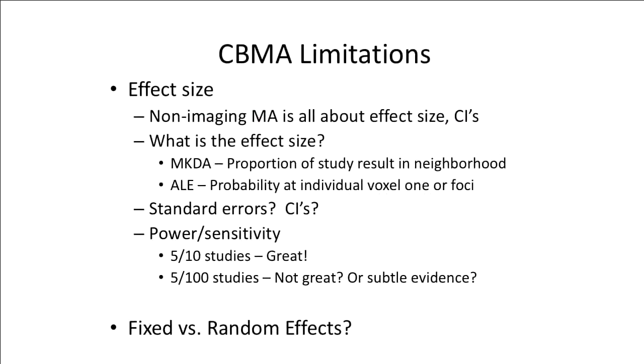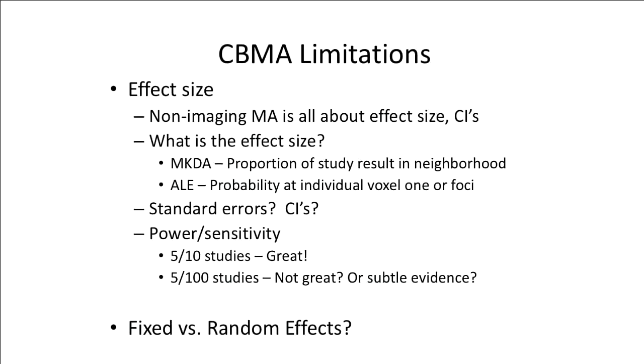Okay, so what are the limitations of this coordinate-based approach? Well, one of the challenges is effect size. To go back to traditional clinical trial meta-analyses, it's all about getting an effect size with a measure of uncertainty, a point estimate with a confidence interval. And there's no question about the effect size. We'll say in MKDA it's a proportion, in ALE it's some sort of probability, but we don't have an equivalent notion of standard error or uncertainty.